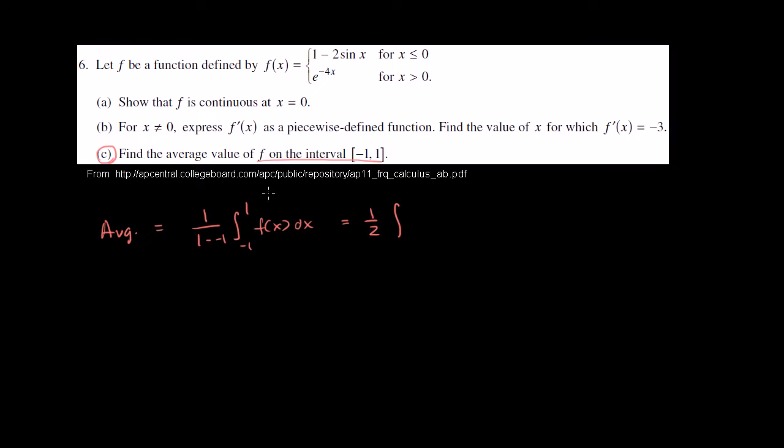So what we can do is break up this integral into two intervals. We can say the integral of f of x from -1 to 0 of f of x dx plus, let me just write it this way so we don't have to keep rewriting the 1/2. Let me use brackets, plus the integral from 0 to 1 of f of x dx.